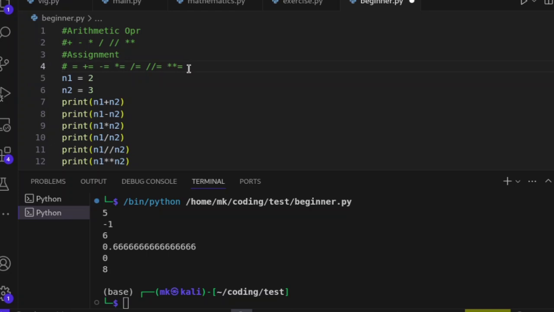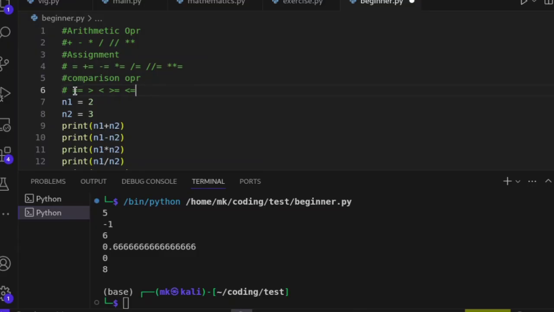Then moving on, we have the comparison operator, which is just for comparing. Then we have the double equal sign, greater than, less than, greater than equal to, and less than equal to.